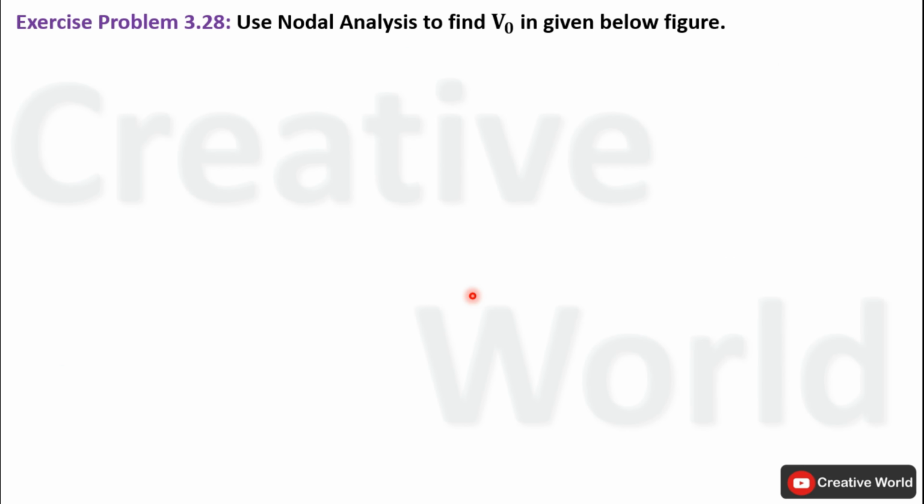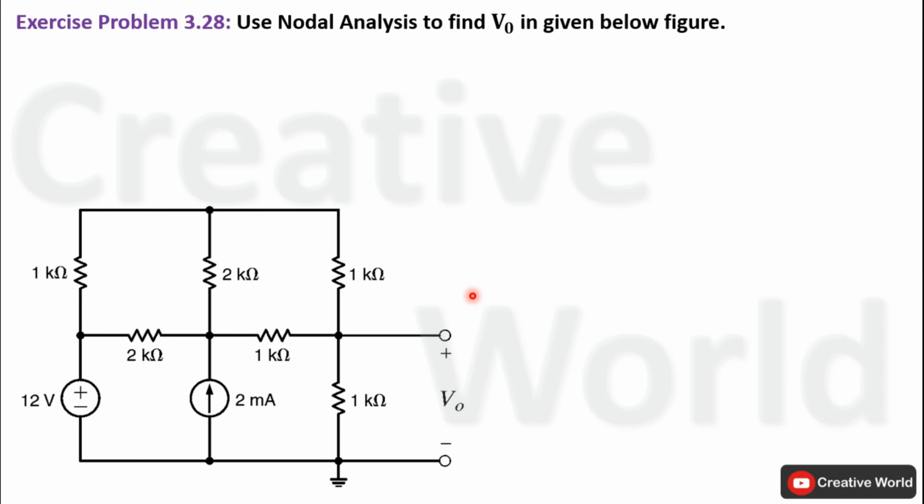Exercise problem number 3.28. Use nodal analysis to find the value of voltage V0 in the figure given below. This is the circuit diagram of the given problem. Inside this network we have to find the voltage across this 1 kilo ohm resistance labeled as V0 with this specific polarity, and we have to use the nodal analysis technique.